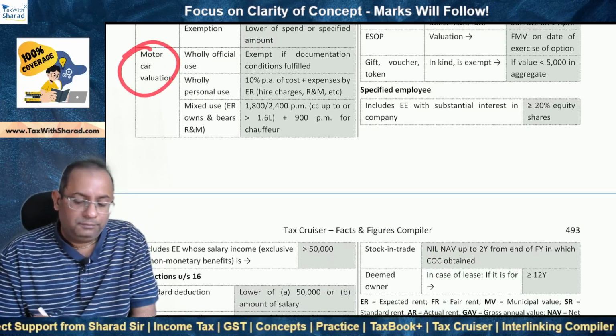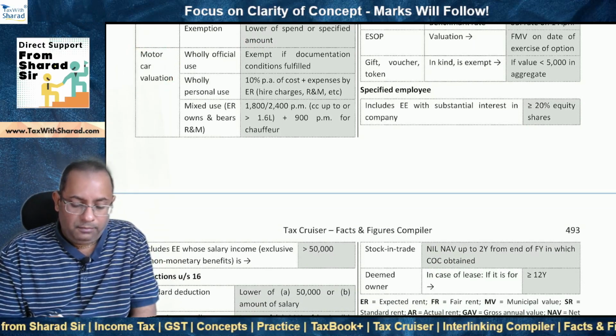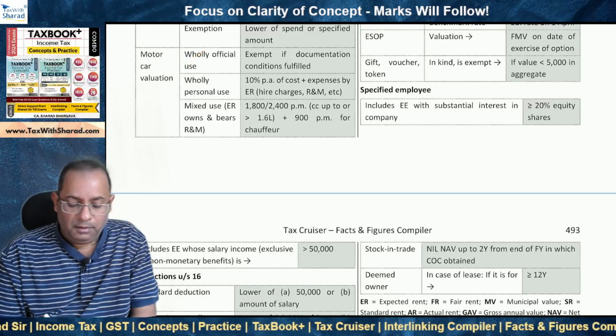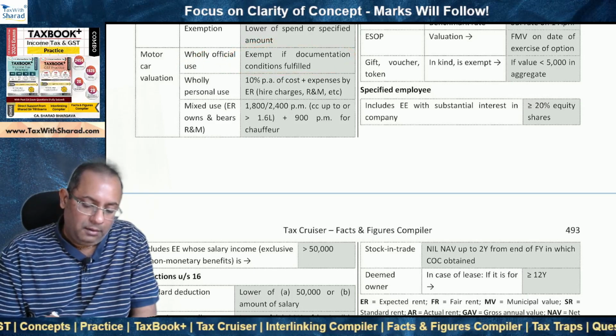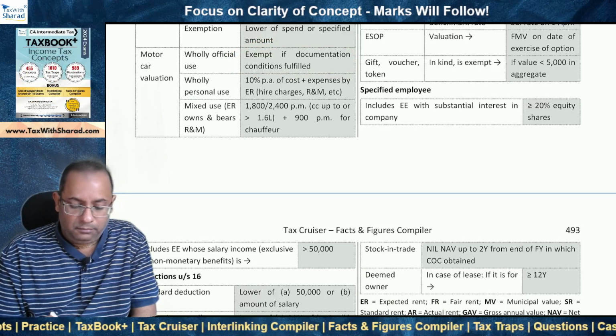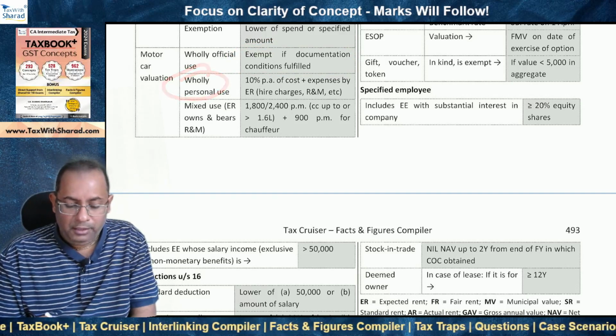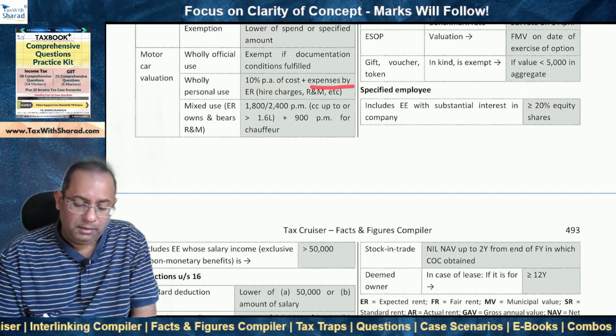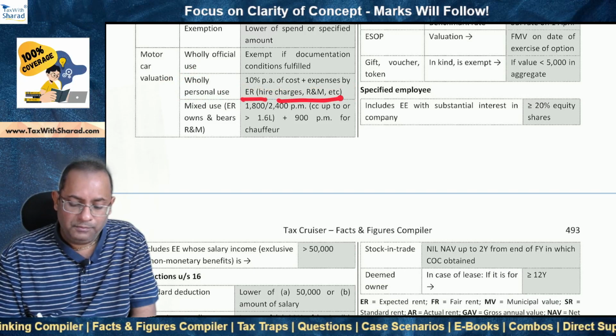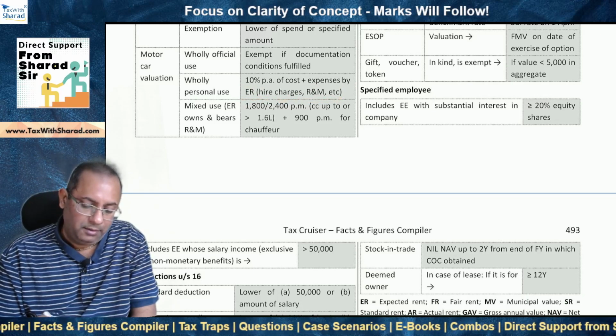Motor car valuation. Where use is wholly official, the value is exempt if documentation conditions are fulfilled. Where the use is wholly personal, the value is 10% per annum of the cost. We add expenses incurred by the employer, that is hire charges, repair and maintenance, etc.